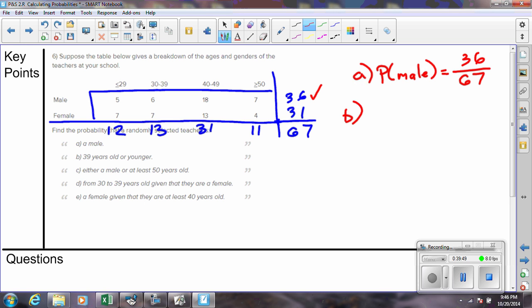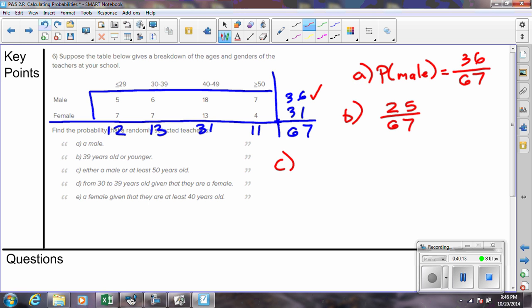Part B, how many are 39 or younger? Well, 39 or younger are this group, which if we added them up is that group. 12 plus 13 tells us that we have 25 successes out of the total of 67.